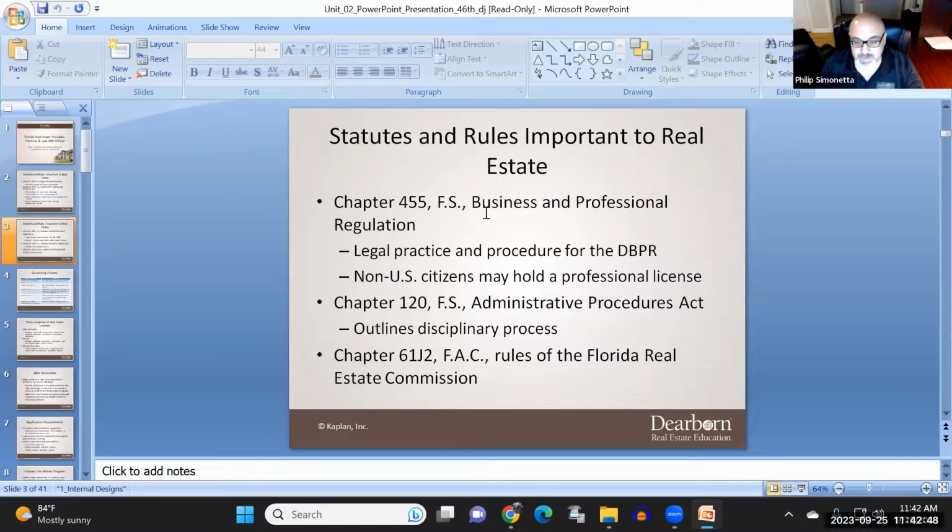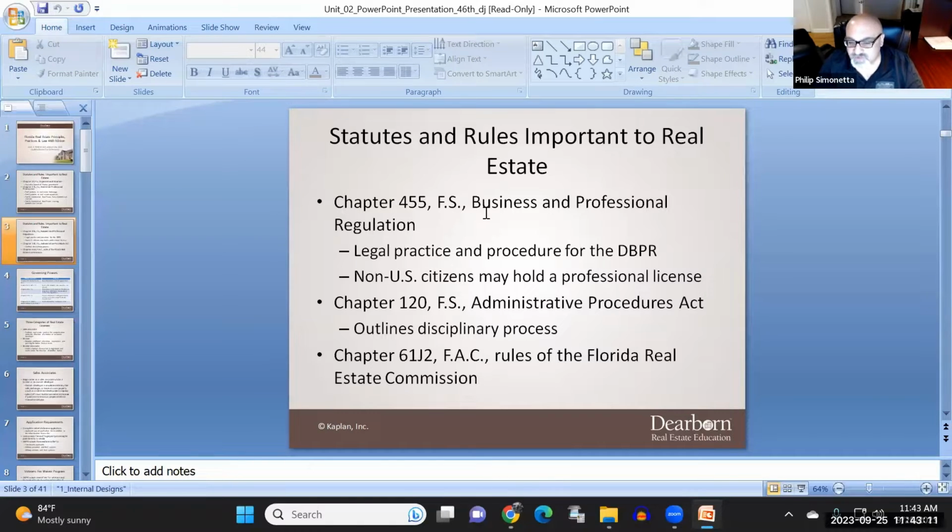Okay. Chapter 120 Florida statute, Administrative Procedures Act. This outlines the disciplinary process. So chapter 120 is what happens if rules are broken, legally.